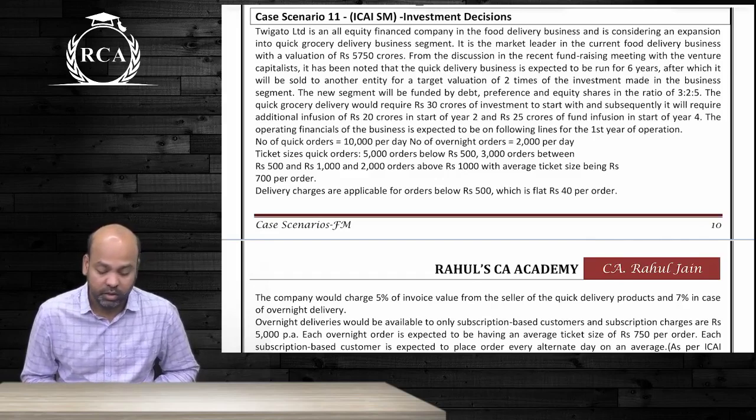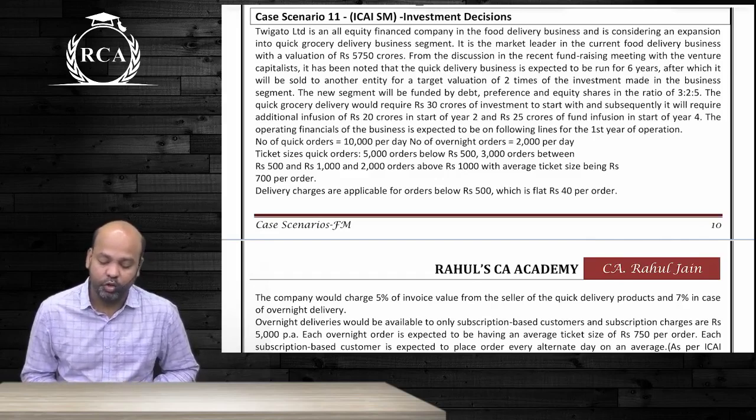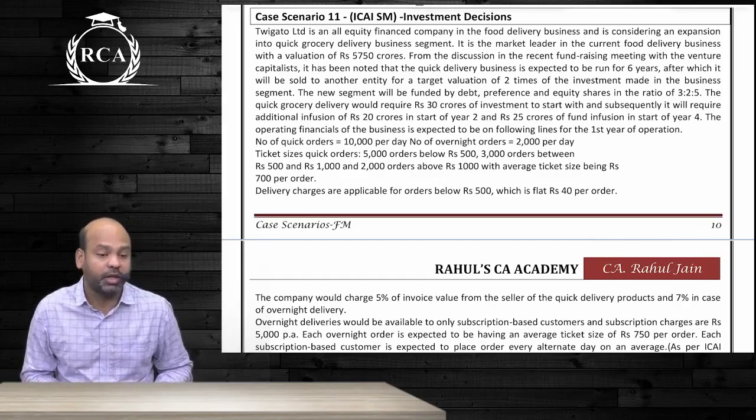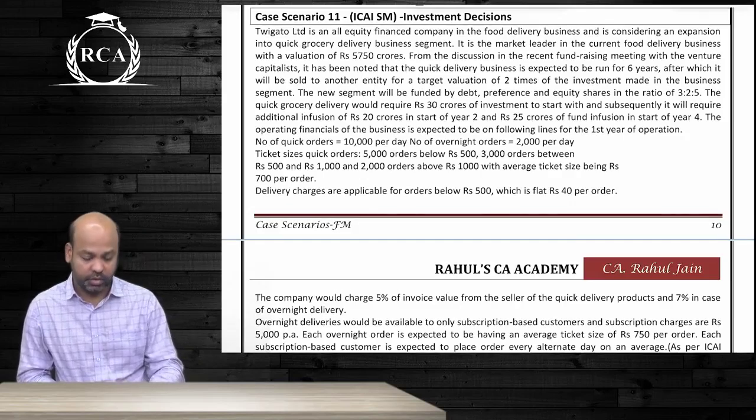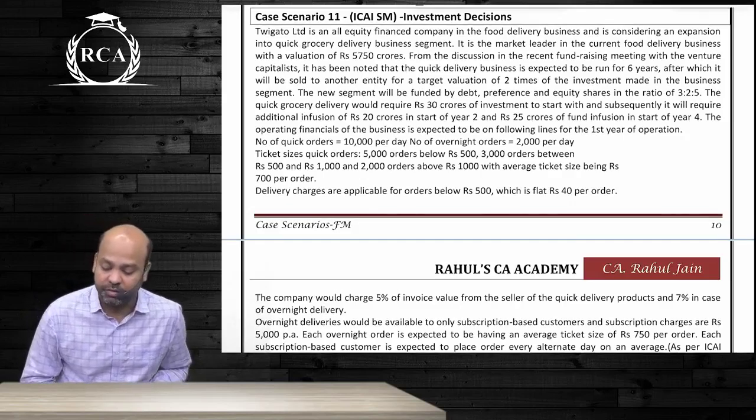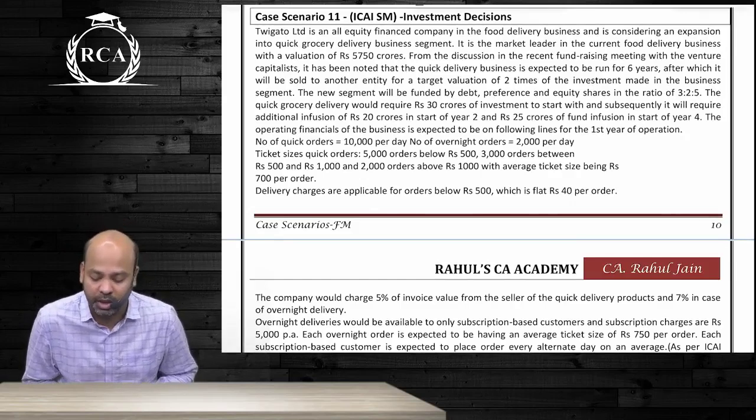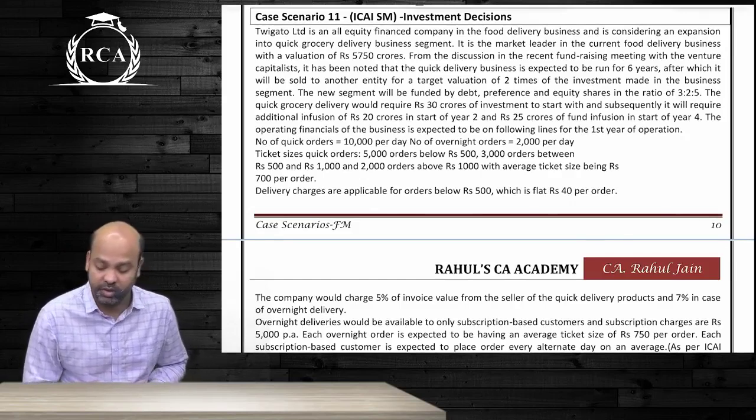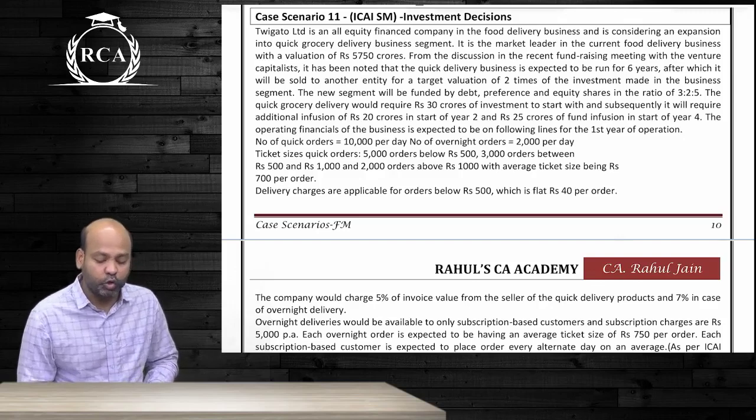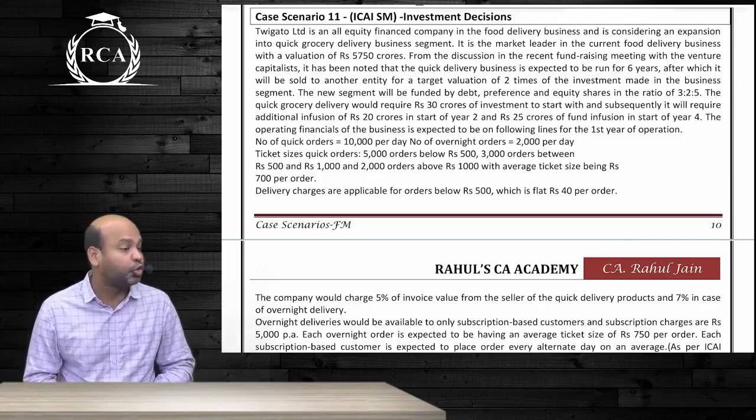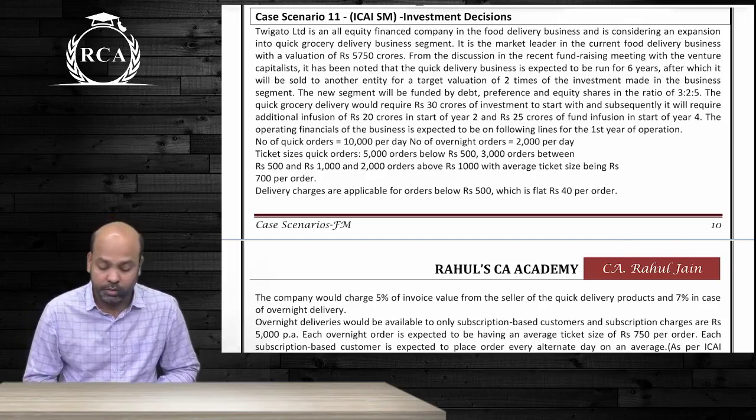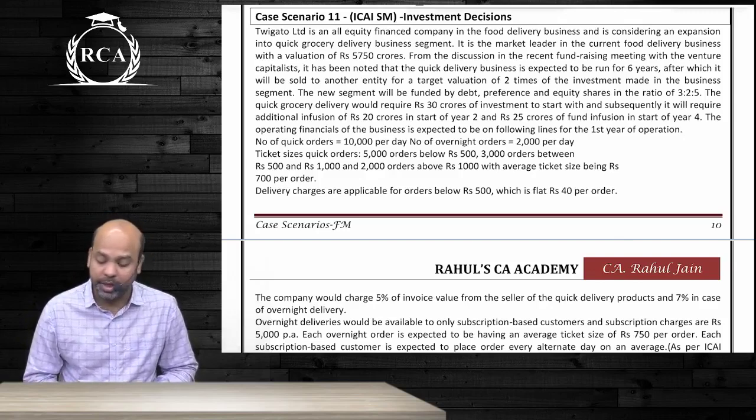Zomato, guys. It is a market leader in the current food delivery business with a valuation of 5,750 crores. From the discussion in the recent fundraising meeting with the venture capitalist, it has been noted that the quick delivery business is expected to be run for 6 years, after which it will be sold to another entity for a target valuation of 2 times of the investment made in the business segment.